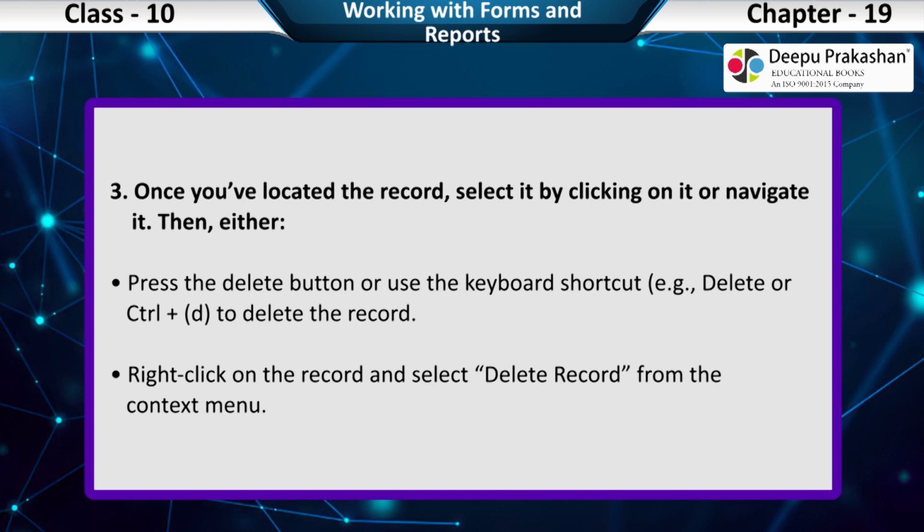Then, either press the delete button or use the keyboard shortcut, for example Delete or Ctrl+D, to delete the record. Or right-click on the record and select Delete Record from the context menu.